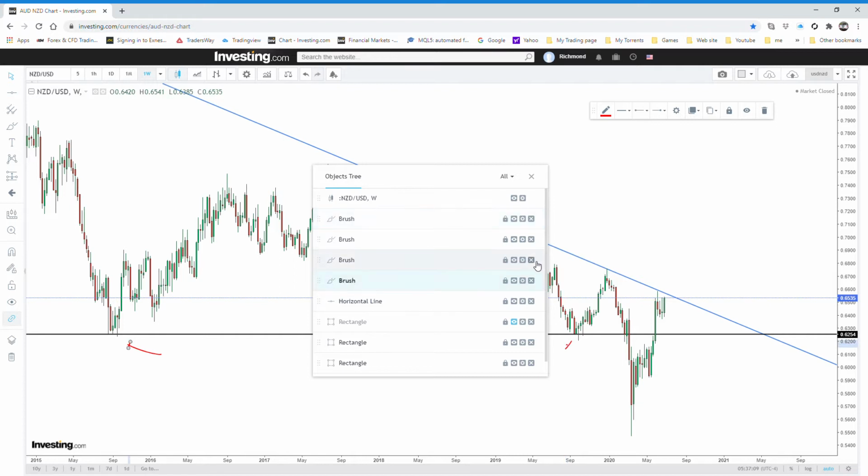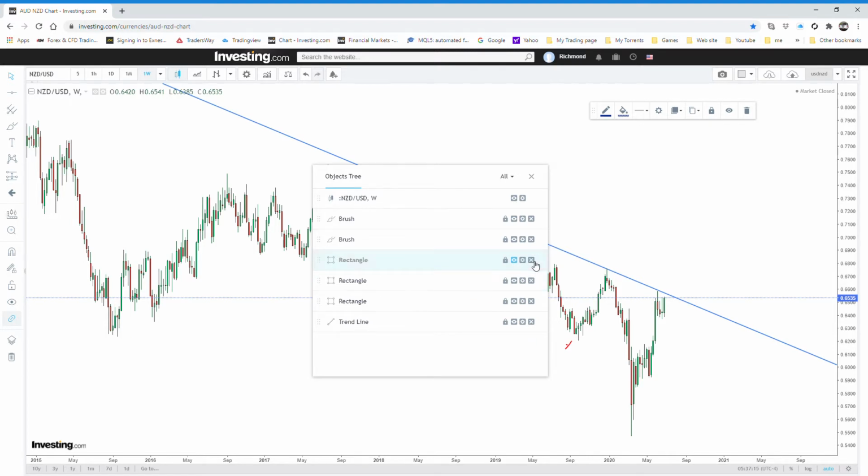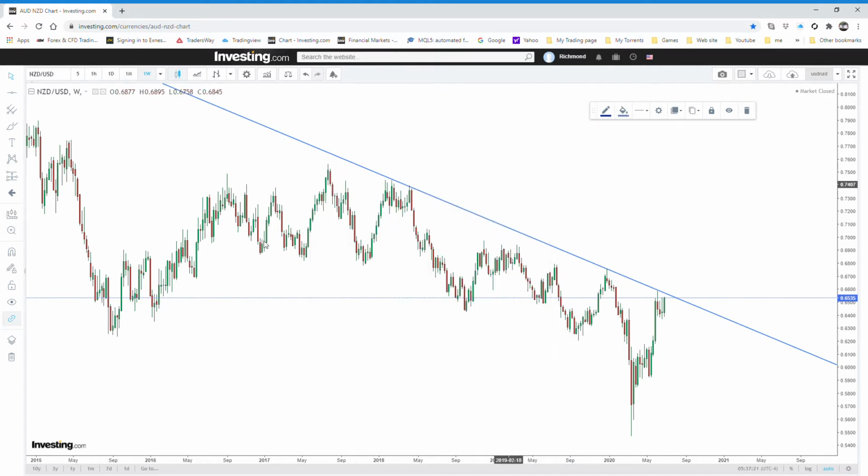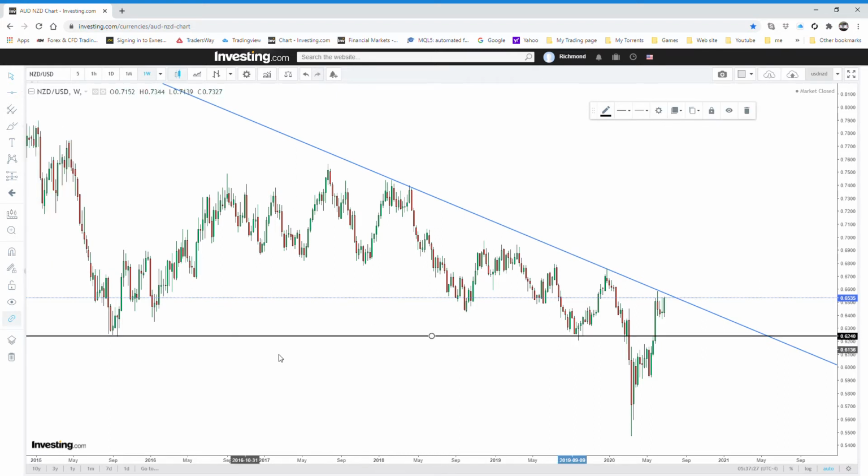Taking out the brushes, oh no, took out the line as well. Anyway, sorry, I just wanted to take out the brushes, but it looks like it has taken more than what I wanted to, but that's not the problem. So yeah, you saw, guys, these are the key points that I'm looking at.